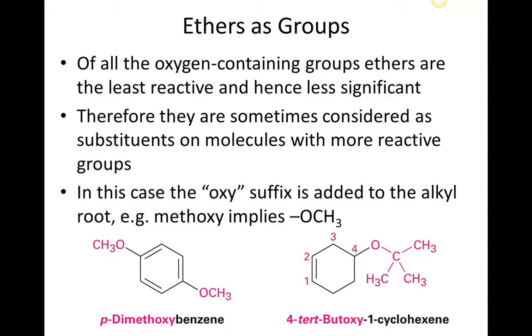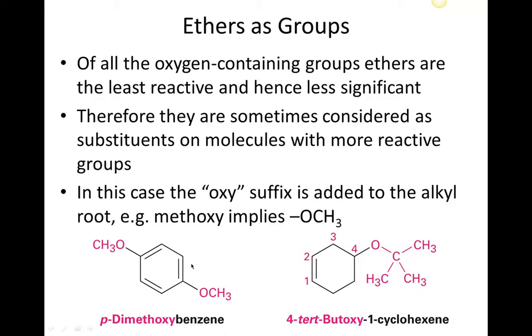So if the ether is a group on a larger chain, then we might want to name it a different way, letting something else be the primary functional group. And so here's one way to do that. So this is a benzene ring, and again, we haven't had this kind of nomenclature yet, but they're using this as a methoxy group, so there's two of them, so there's dimethoxy on there.